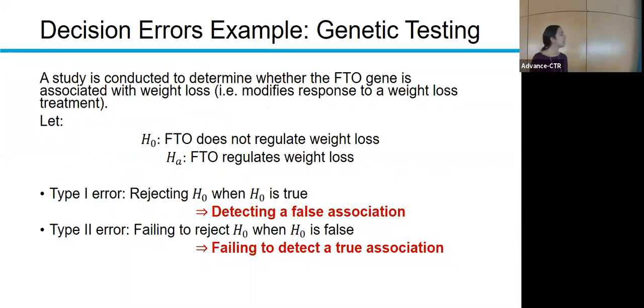So similarly, moving away from the criminal justice system, there's some other examples of these decision errors. If you're looking at a study that's going to be determining whether a gene is associated with weight loss, then if you let the null hypothesis be that this gene does not regulate weight loss and the alternative be that the gene does regulate weight loss, then a type 1 error in this situation would involve detecting a false association. So detecting that the gene does regulate weight loss when it in fact doesn't.